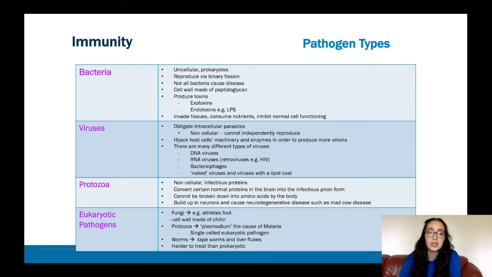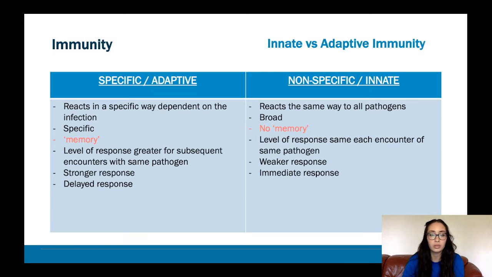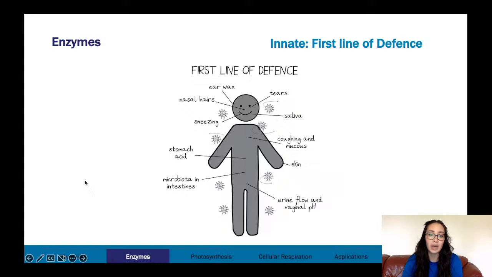Many different pathogen types, really just know bacteria and viruses really well. Know that specific immunity and non-specific are different. Non-specific is the one you're kind of born with. It's non-specific, obviously. It has no immunological memory, whereas specific immunity does. And so the response is subsequently greater each time you encounter the same pathogen.